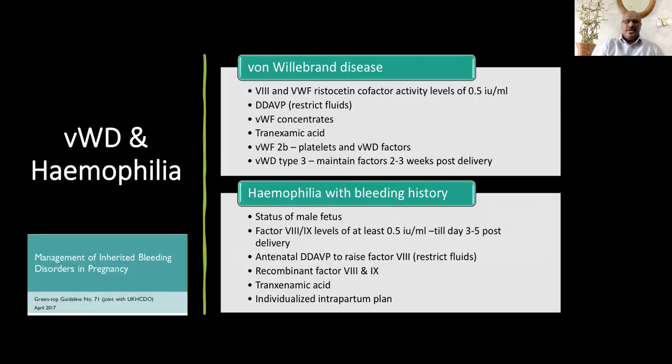So let's move on to the high risk group of patients. How do you manage patients with von Willebrand disease? Take a history, check a baseline level, and monitor factor 8 and von Willebrand ristocetin cofactor once again at 34 to 36 weeks. The levels should ideally be a minimum above 0.5 international units per mil. If the levels are low, you may manage them together with a multidisciplinary involvement of a hematologist.